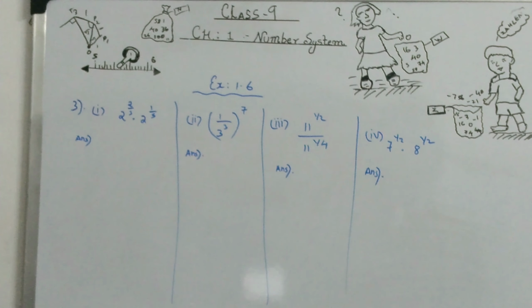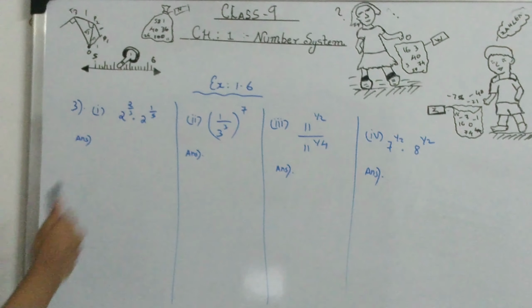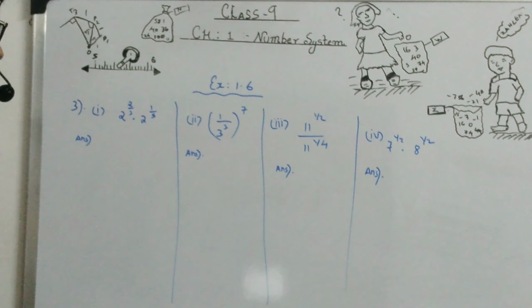Okay, so now let us move on to our third set of questions. The question is: simplify the following. Okay, so the first one is 2 raised to 2 by 3 into 2 raised to 1 by 5.